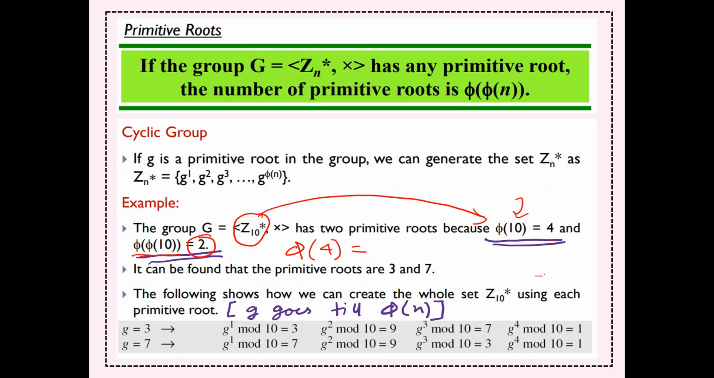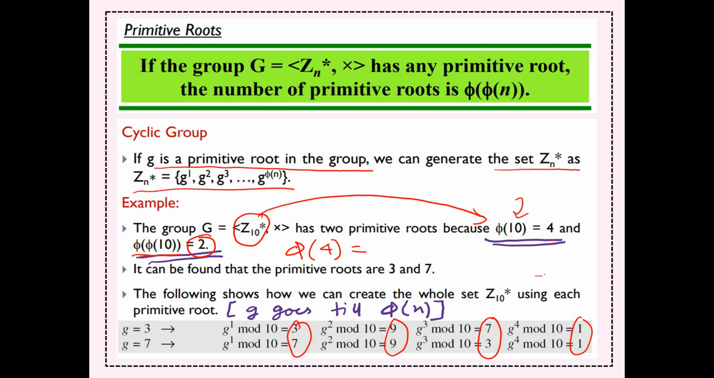Also, if you observe here, one of the conditions given is a cyclic group. This is very similar to the cyclic group we had already discussed previously. If g is a primitive root of the group, we can generate the set Zn, which will also be a part of the group. So you can see over here, in this calculation, 3, 9, 7, 3 and 1 all belong to the set Z10 itself. That's just the proof of it.